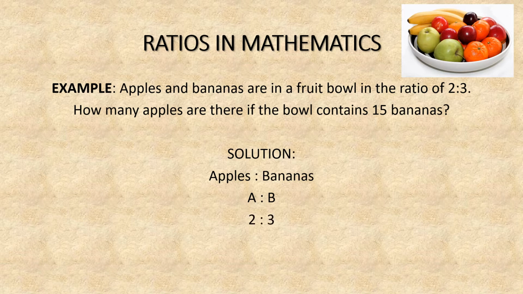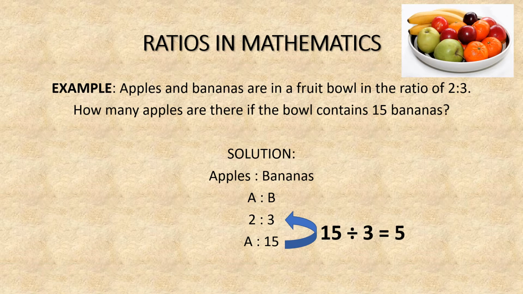From our question, we can see that the apples are in a ratio with bananas at 2 to 3. However, I do not have 3 bananas, I have 15. So apples, my unknown, would now be in a ratio with 15. I need to find a link between the 3 bananas and the 15 bananas. So 15 divided by 3 is 5, or 3 times 5 is 15. So the relationship here is 5.